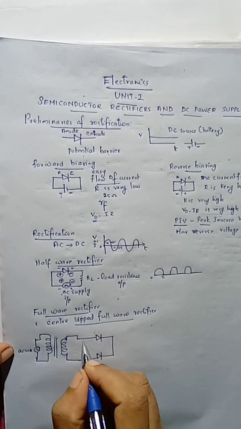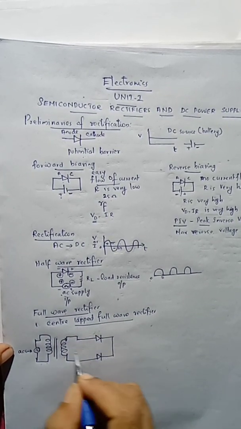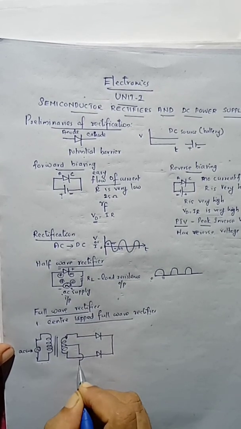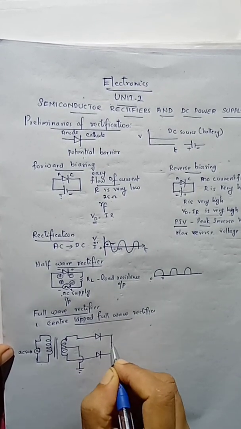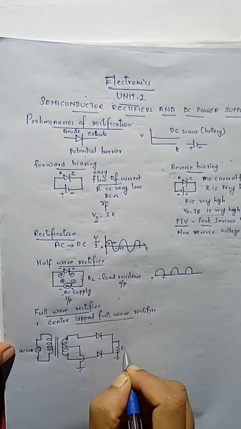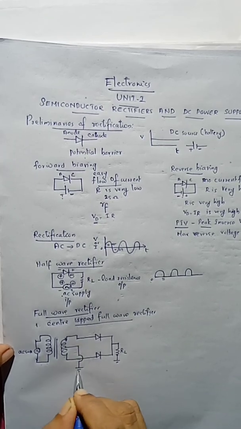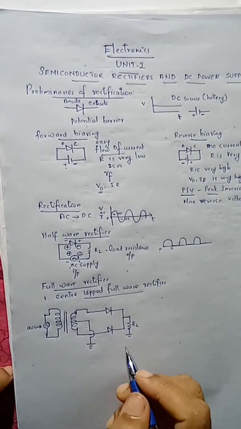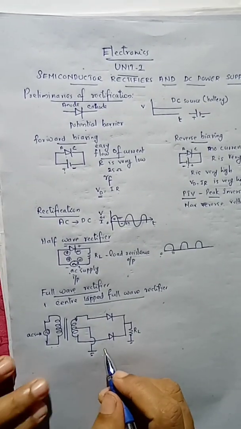Then we are connecting this lead to here. This is the center tapped one, so one more lead is there, and that we have grounded, and from this common point we have connected the load resistance, and the end of this load resistance is connected to the center tap. That is the meaning of this ground terminal. Now next we can discuss the working of this circuit.